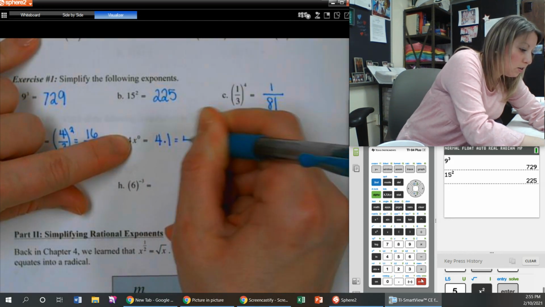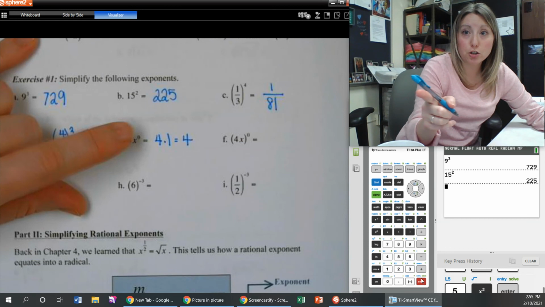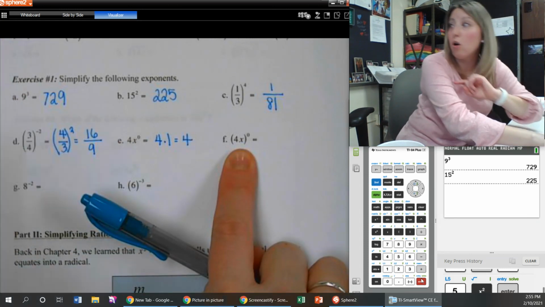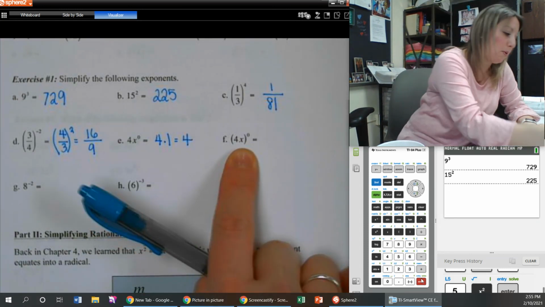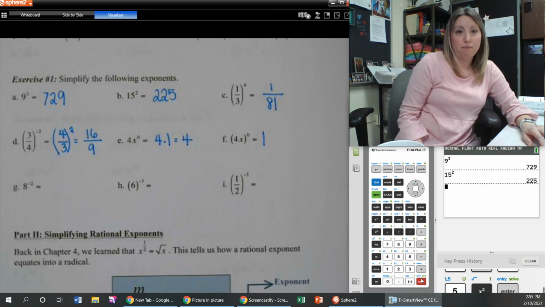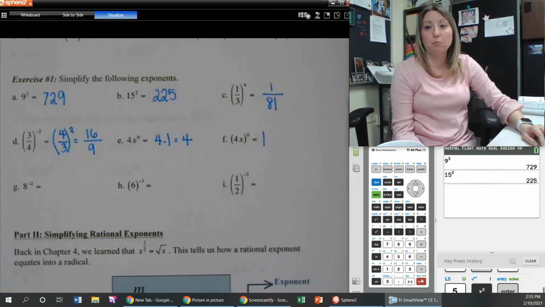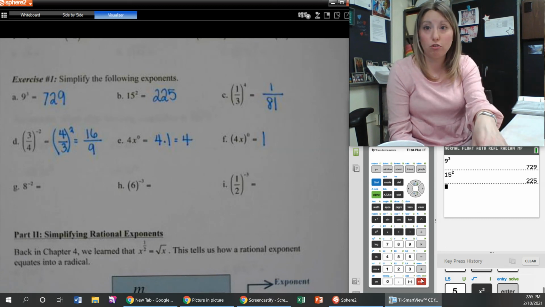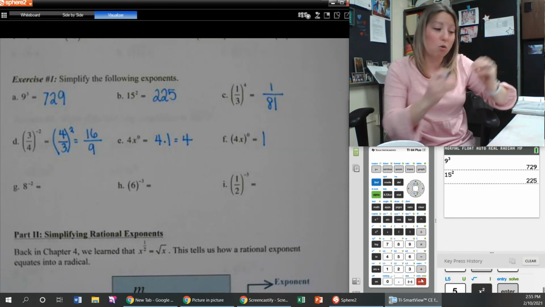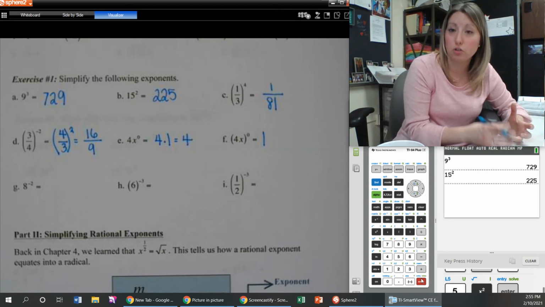times 1 here, which is 4, versus f, where the whole thing is being raised to the 0 power. So the whole thing is 1. So don't just jump to 1 as your answer if you see something raised to the 0 power. Make sure it's either the whole thing or just one piece that turns into that 1.